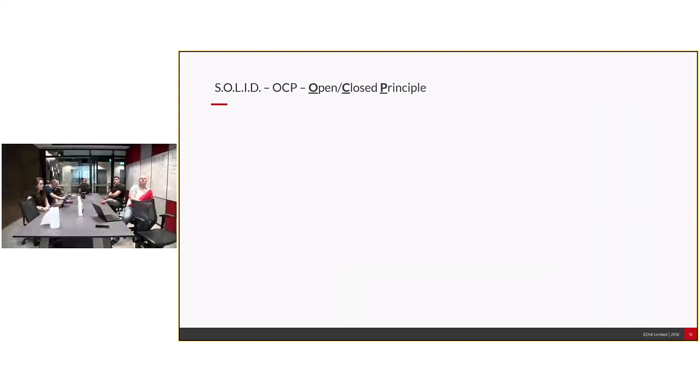Okay, the next one is the open close principle. The statement reads: software entities should be open for extension but closed for modification. What is an example of this in real life? Versioning.